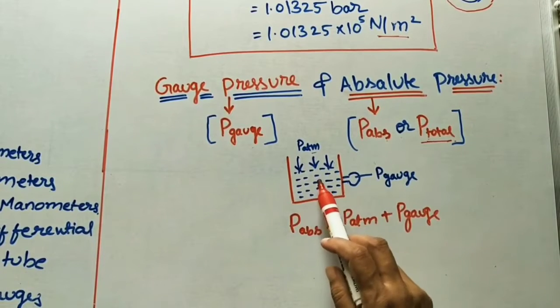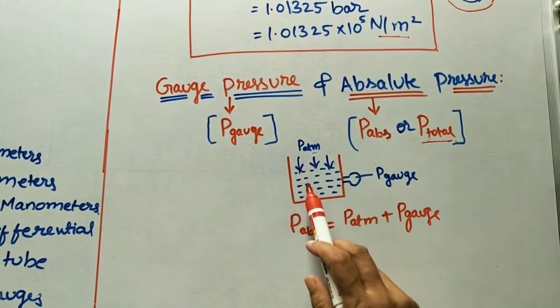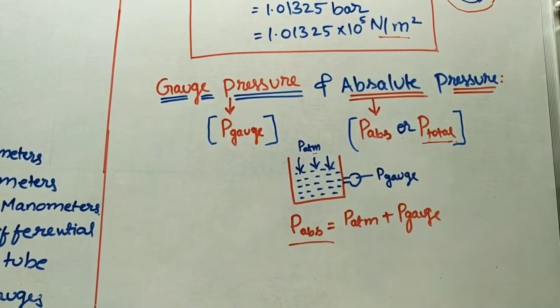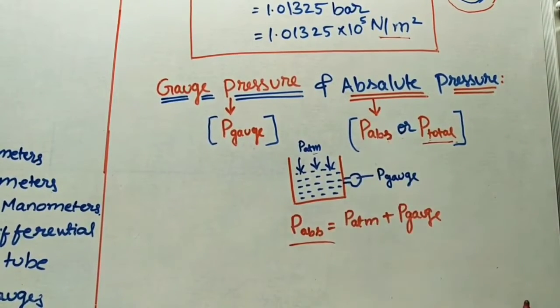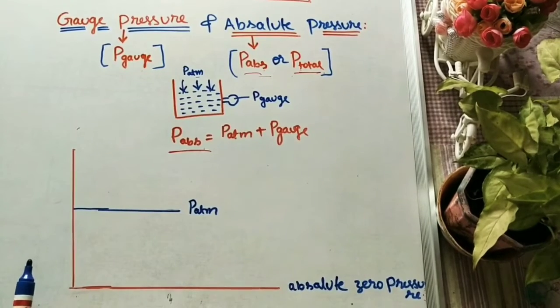Got it? Here P absolute or P total means P atmospheric plus P gauge. So this liquid is subjected to total pressure, and this pressure is called P absolute pressure. So this is the main difference between P gauge pressure and P absolute pressure. Here I am marking P gauge pressure and absolute pressure in a graph.